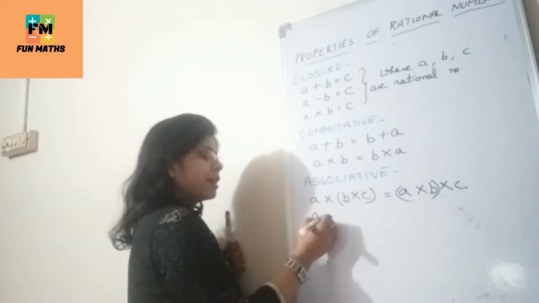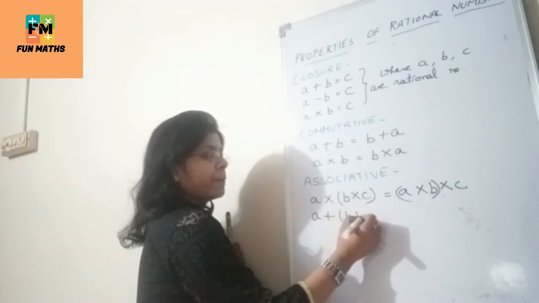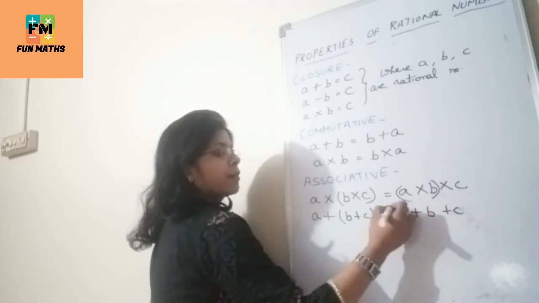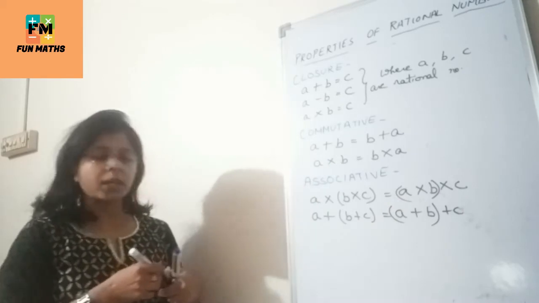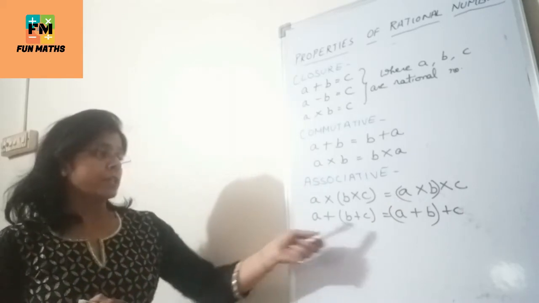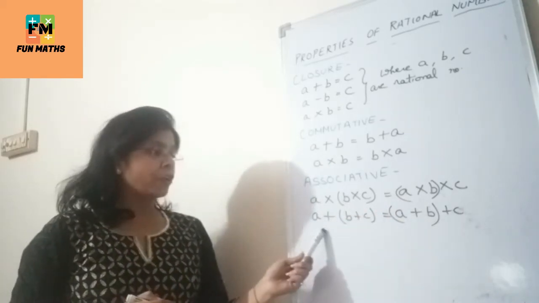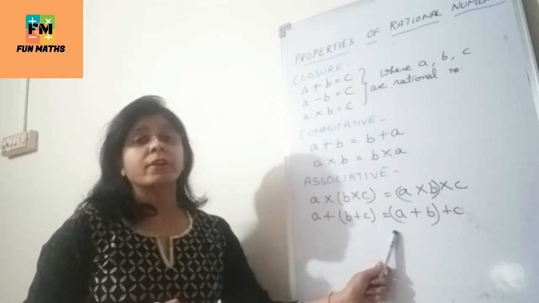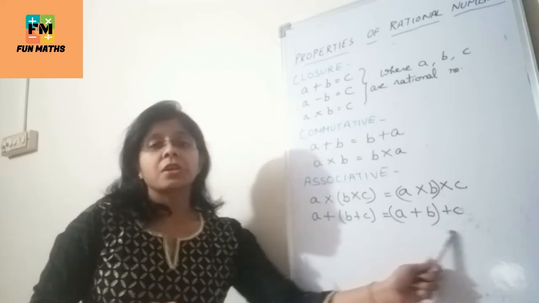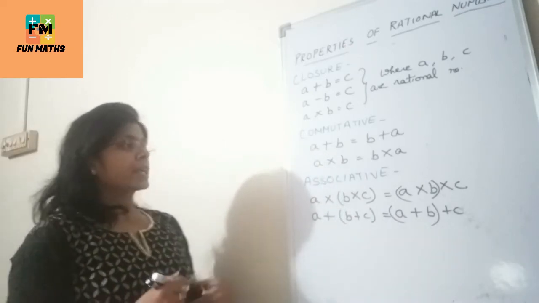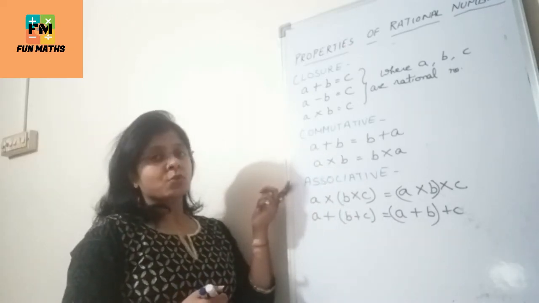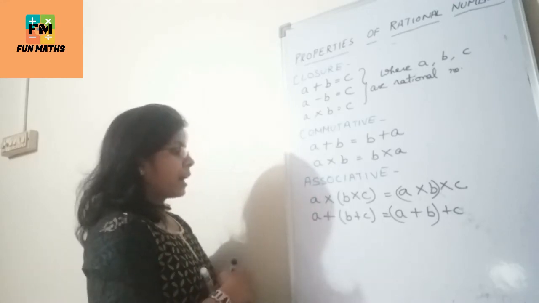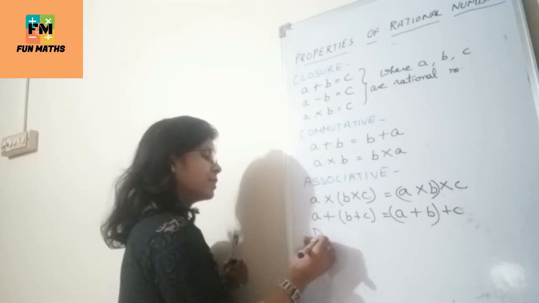Now let's see this for addition. So a plus (b plus c) is equal to (a plus b) plus c. What we have done, the change is only in the grouping of the rational numbers. If we group the rational numbers in this way, we will get the same result as when we group them in this way. So we can say that rational numbers are associative under addition and multiplication, right? And last one we had distributive.